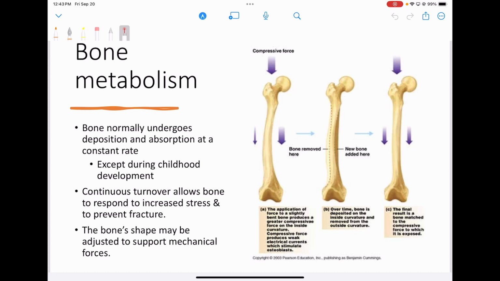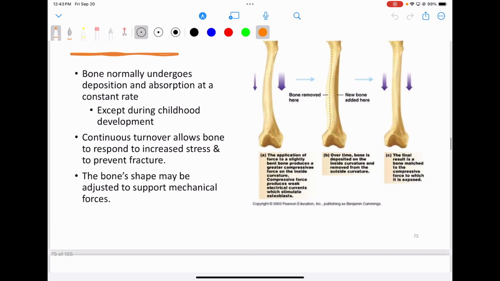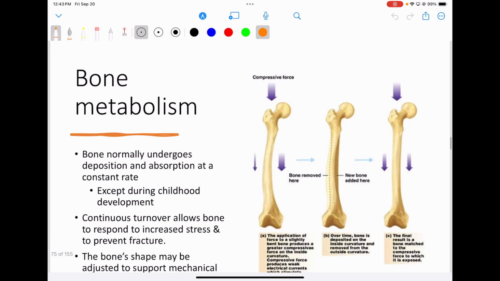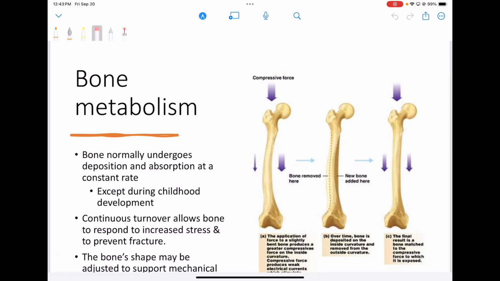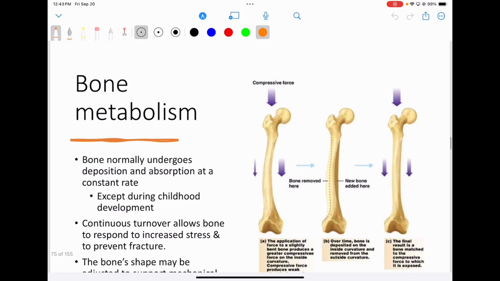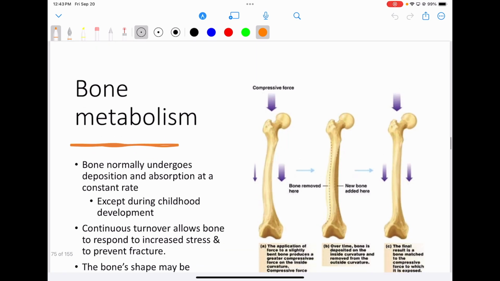Let's do it this way. Why is this pen not working now? Oh well. Anyway, compressive forces.